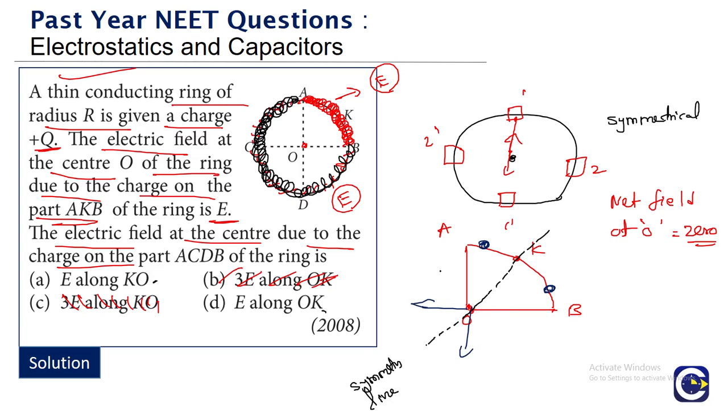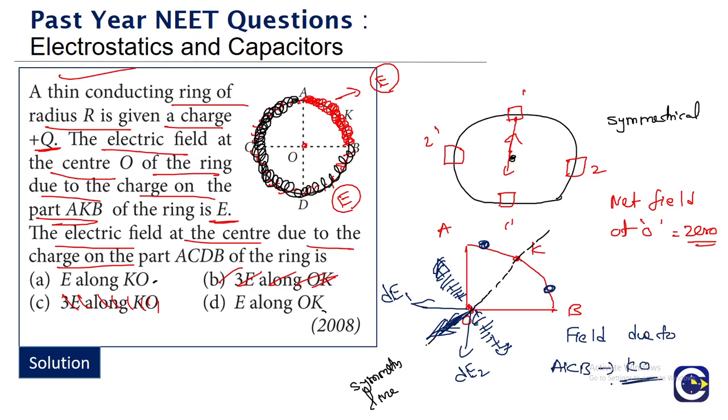What happens is when you resolve them into components, it will have one component like this and another component. Let's call them dE1, dE2. dE2 also, when you take components, will have a component along this direction and another component. So what we see is these two components will cancel because they're symmetrical. They will cancel in terms of value, which means the field will be along this line, which we'll call K to O. So the overall field due to AKB will be in the direction of K to O.